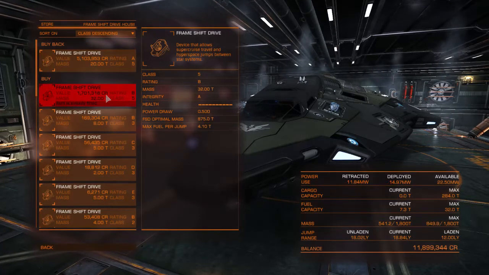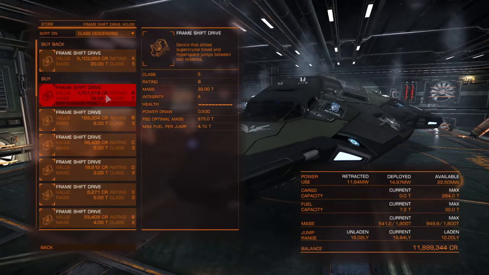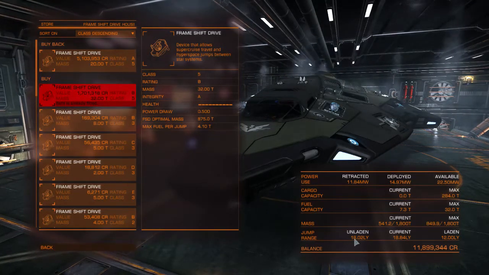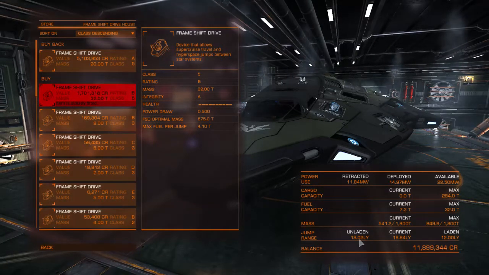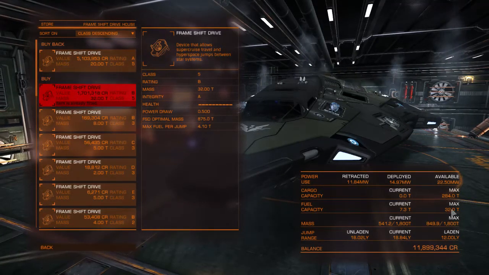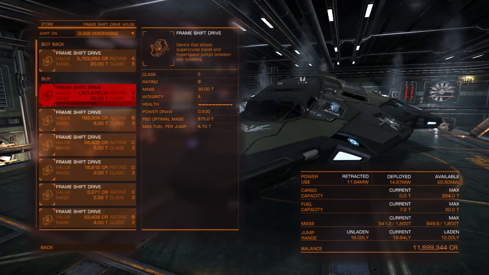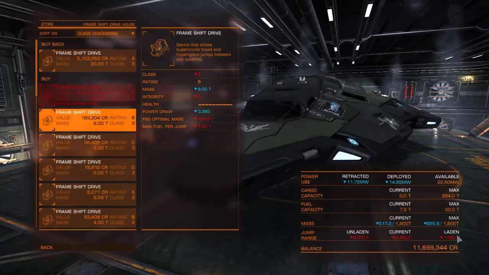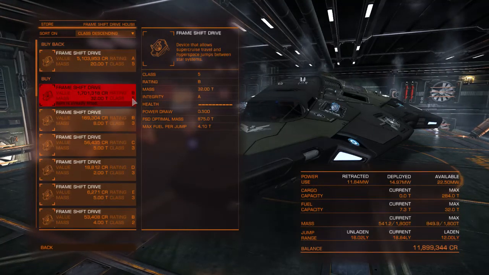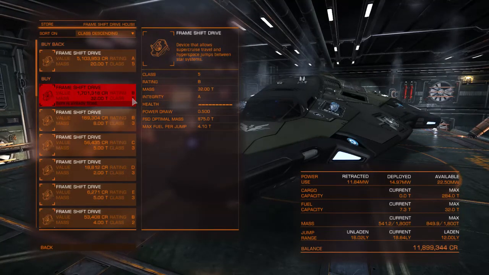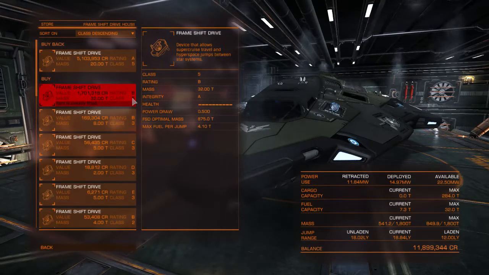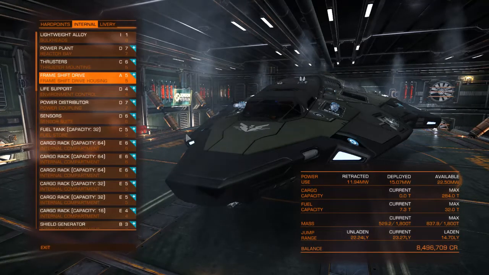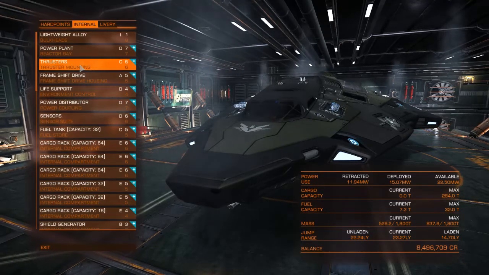Now if I have a class 5 frame shift drive in here, what if I wanted to put a class 3 frame shift drive on it? So you can see down here the jump range is around 18 unladen, 12 laden with cargo or laden with whatever. Now if we go to a class 3, that drops to practically nothing. So always be trying to fit the highest class of part that you can into a compartment. So let's just buy back my regular frame shift drive, because that was just an example.